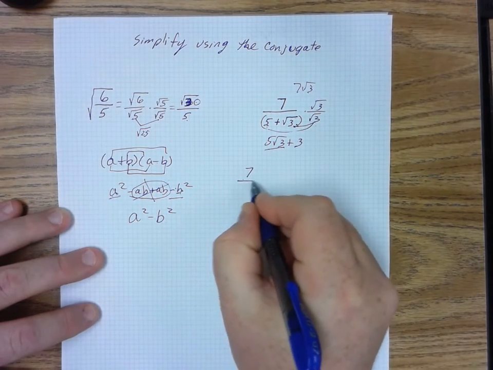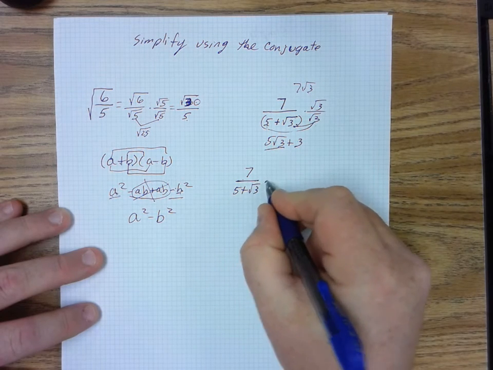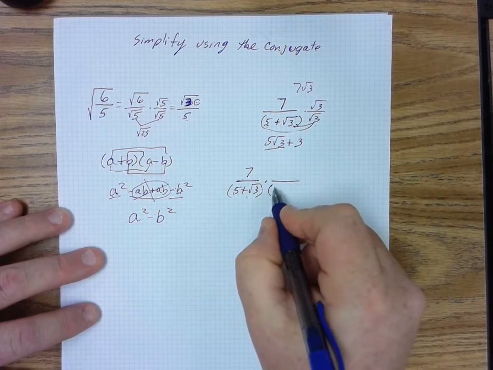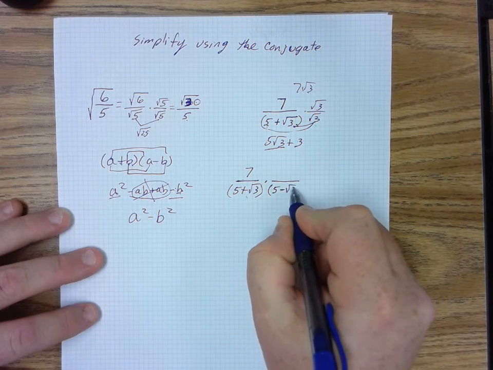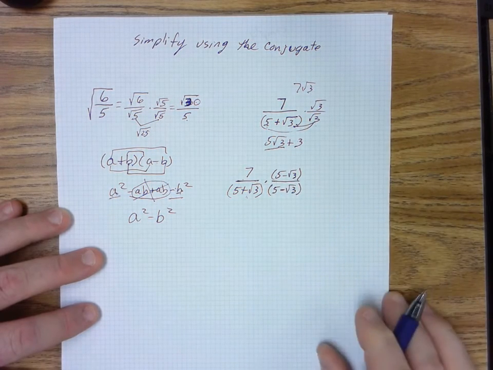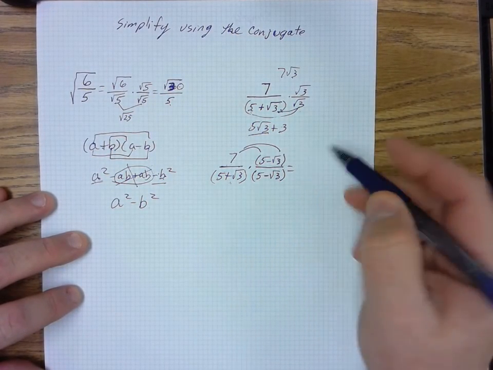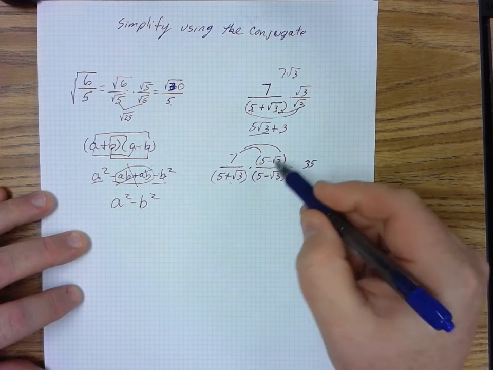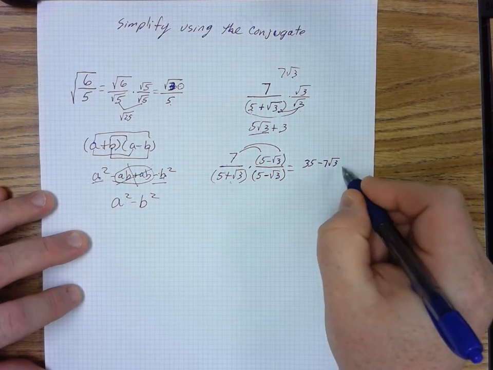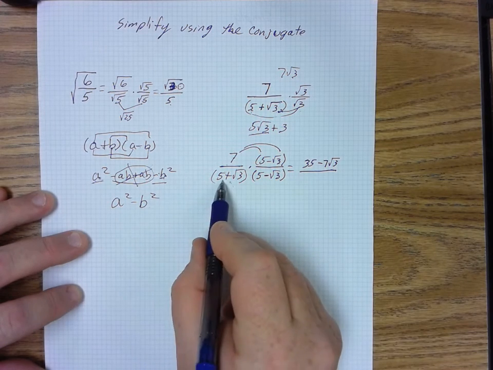So let's rewrite this and call it 7 over 5 plus square root of 3. And what we're going to do is multiply by the conjugate of this binomial, which is not 5 plus, but 5 minus the square root of 3. Just don't forget we have to multiply the numerator by the equivalent amount to keep the fraction equivalent to what it was in the beginning. Now let's just go ahead and distribute the top one here. So 7 times 5 is going to give us the 35. And the 7 times the negative 1 square root of 3 is going to give us negative 7 square root of 3.